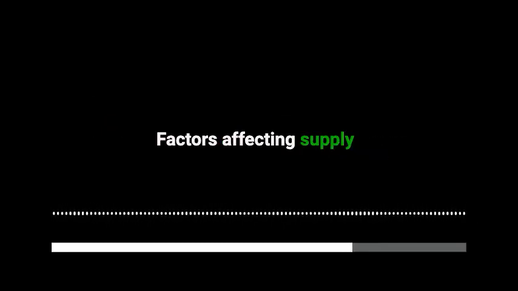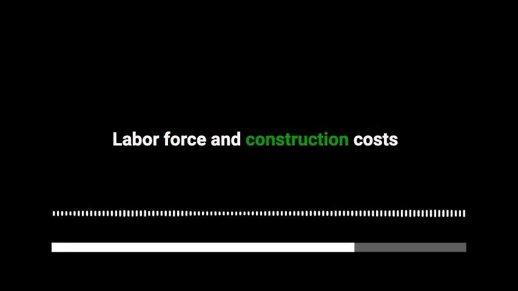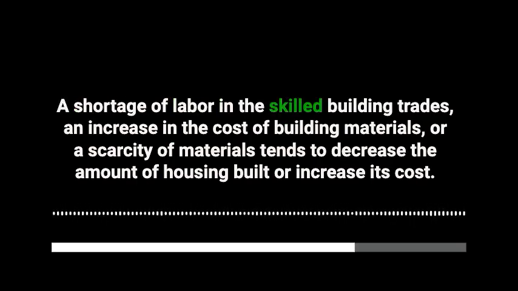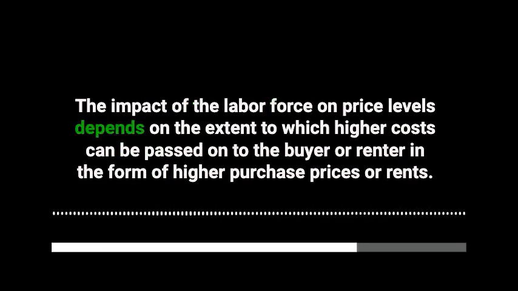Factors affecting supply. Factors that tend to affect supply in the real estate market include the labor force, construction costs, government controls, and monetary or financial policies. Labor force and construction costs. A shortage of labor in the skilled building trades, an increase in the cost of building materials, or a scarcity of materials tends to decrease the amount of housing built or increase its cost. The impact of the labor force on price levels depends on the extent to which higher costs can be passed on to the buyer or renter in the form of higher purchase prices or rents.